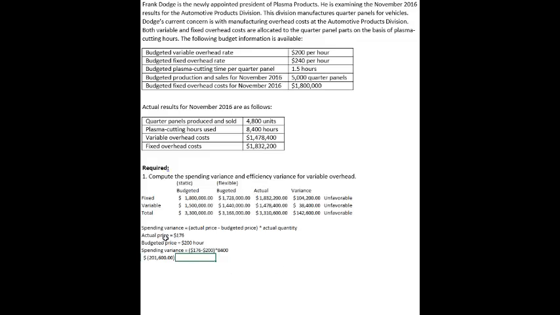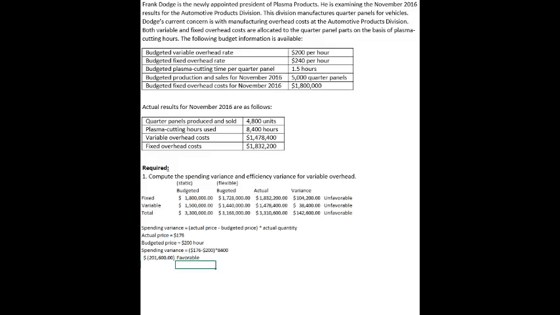Now we need to determine, is that favorable or unfavorable? Because this is where we're going to go to our purchasing department and say, hey, what's going on? You either overspent or you underspent on our variable overhead items. So we actually spent 176, which is lower than the budgeted spend. So that's a good thing. That's a favorable variance.